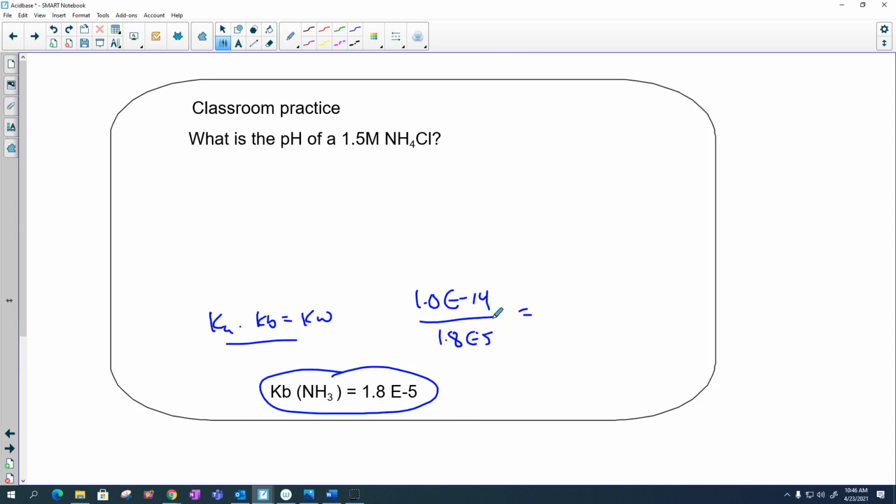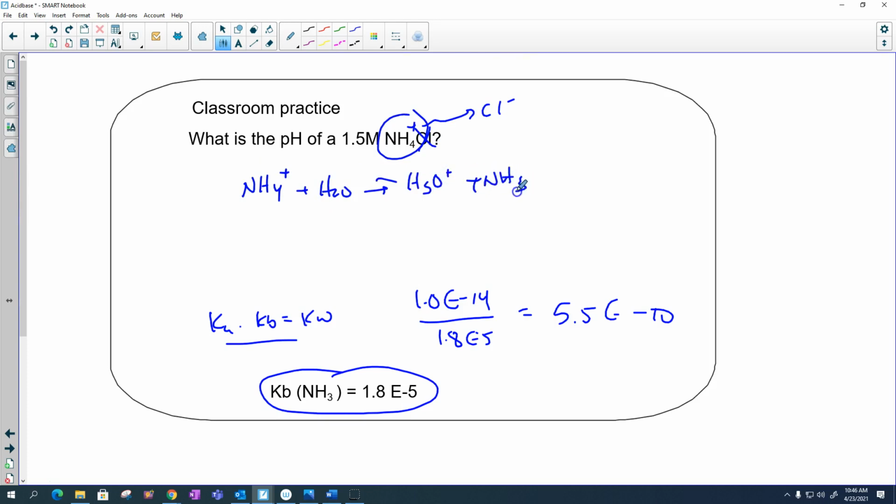I would like to just do that math here. 1.0 e to the negative 14th divided by 1.8 e to the negative 5th. And I'm getting a Ka value of 5.5 e to the negative 10th. And then let's just run this through. What makes this a little tougher is that this chloride cannot do anything; when it dissolves, it floats off by itself. And this one is the one that really makes it acidic. So, there we go. NH4 plus, plus H2O yields H3O plus and NH3.